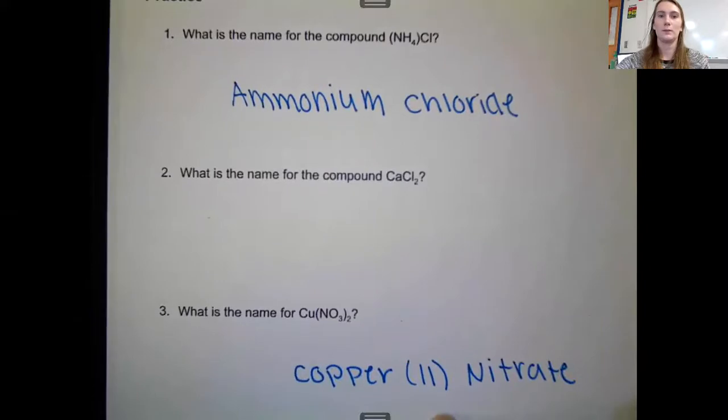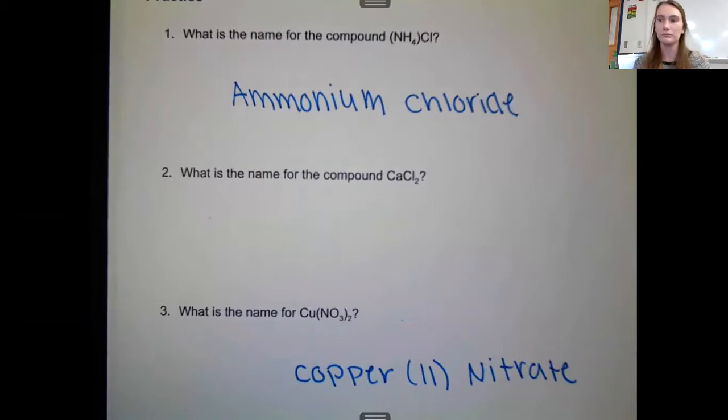We're going to do example number 2. Examples 1 and 3 are done for you because those are examples of our multivalent compounds and our polyatomic compounds, which we'll talk about later. For now, we'll just have those filled in. For number 2, it's asking what is the name for the compound CaCl2.